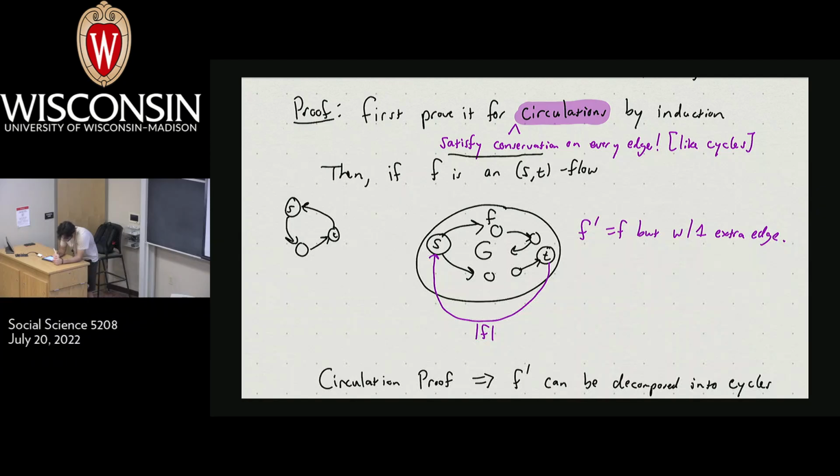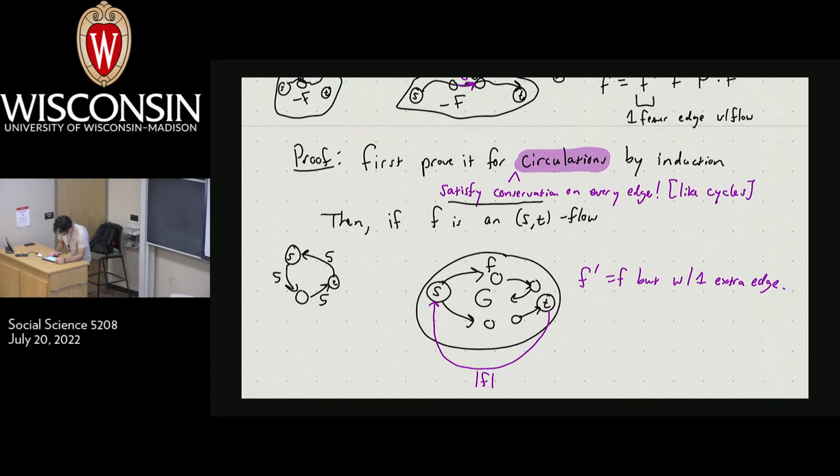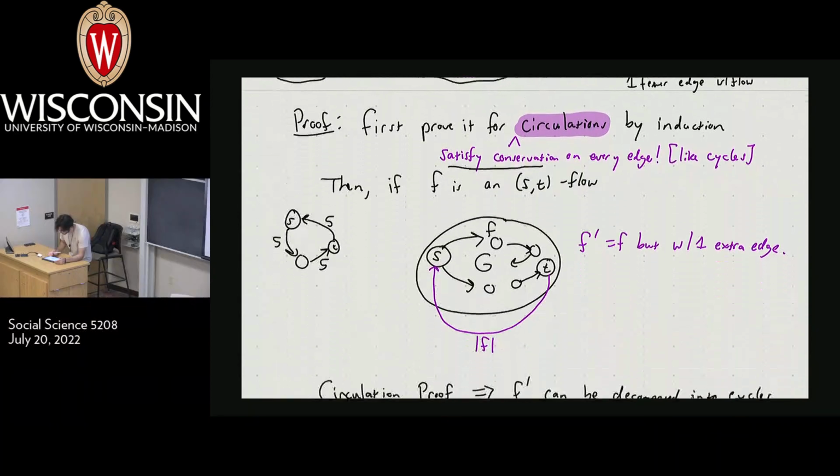So one example is a cycle. For cycles, conservation holds for every single node. The net output of every node is 0. So this is just like a generalization of cycles. Let's assume we've already proved it for circulations, and you can do that by induction. And it's basically the idea I just said.